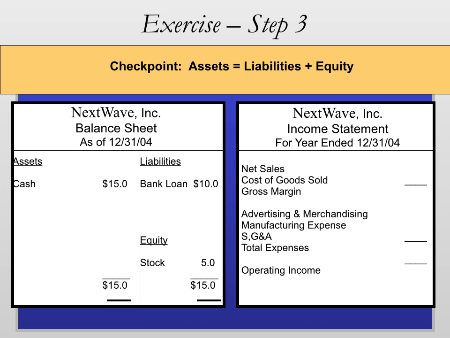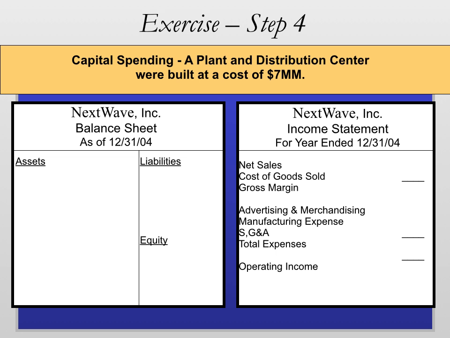If we were to summarize a balance sheet and income statement at the end of both of these transactions, the company's got $15 million in cash. We owe $10 million to the bank and $5 million to the shareholders. The total assets equals total liabilities plus equity. No revenues or expenditures yet for the income statement.